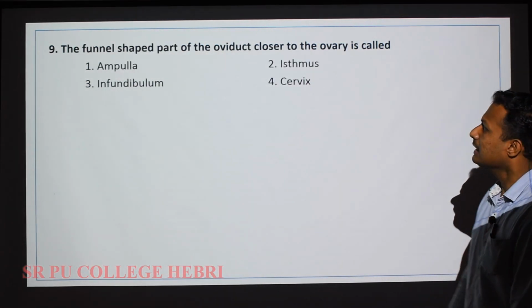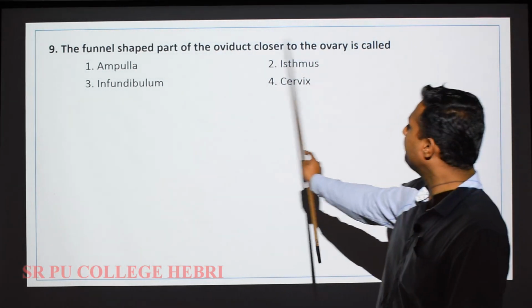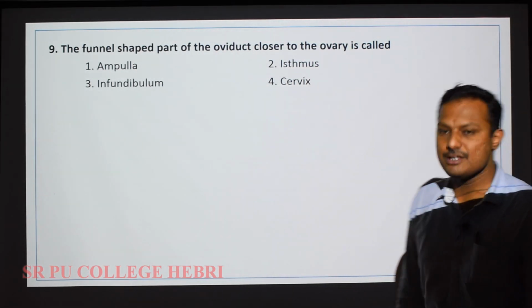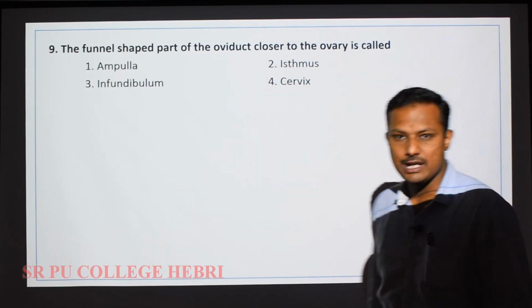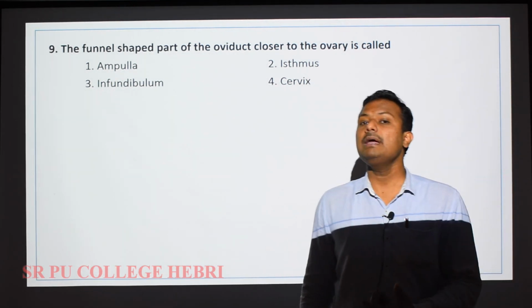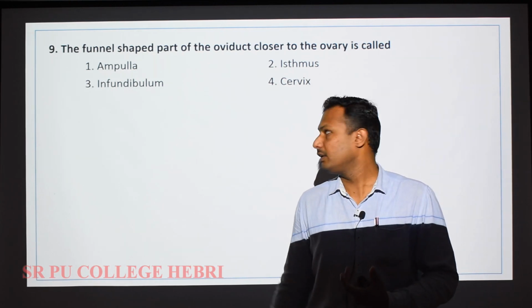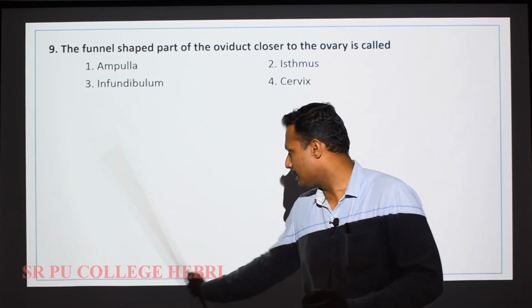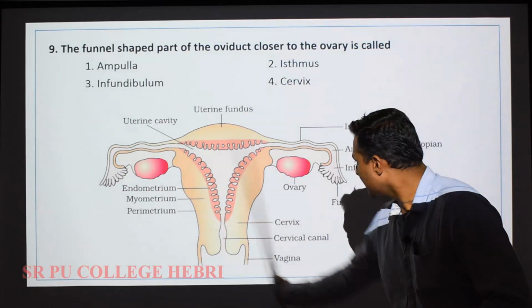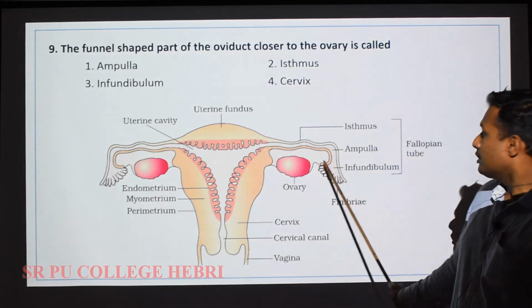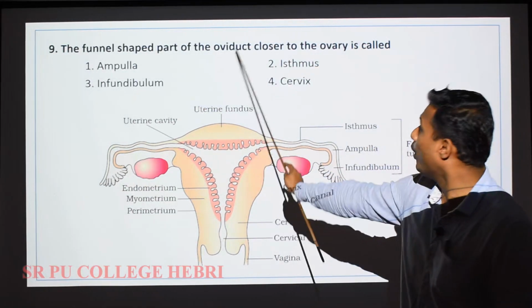Going to the next one, the funnel-shaped part of the oviduct closer to the ovary is called. We are talking about the female reproductive system of humans. So you can look at the diagram here. Here, these are the ovaries situated, and we are talking about the oviduct.